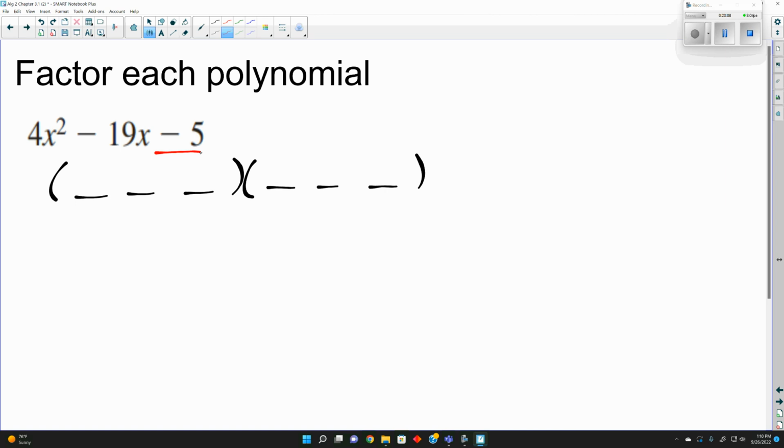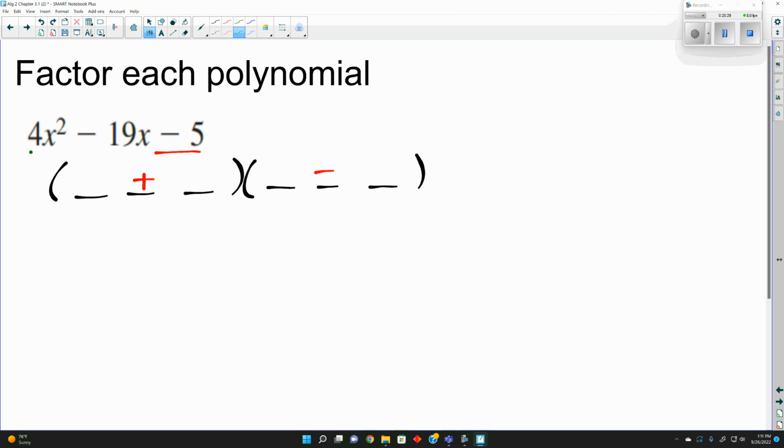Does it matter what the middle term is for this one? No, because this is all about the third term. The third term, if it's negative, the signs are opposite. The only time we really look at the sign of the middle term is if the third term is positive.